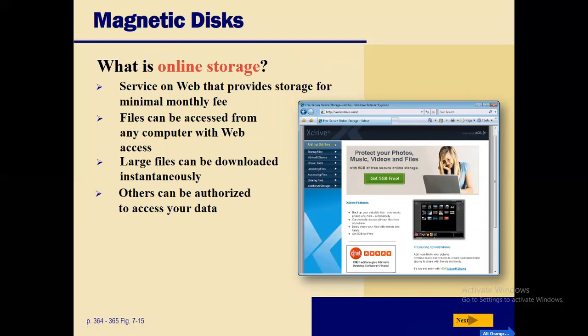Online storage: nowadays a lot of services are available, like cloud-based storage. These are services on the web that provide storage for a minimal monthly fee, and some capacity we might be able to occupy free of cost. So we can store files and access them from any computer with web access. Large files can be downloaded and uploaded, which requires authorization.